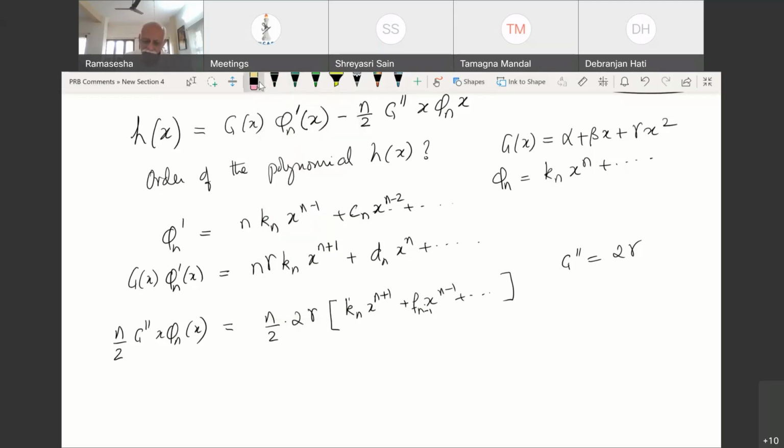I think it is clear, so I don't have to worry about the notation so much. So what is the leading term here? It is n gamma K n x to the power n plus 1, plus something in x to the power n, plus some lower-order terms.